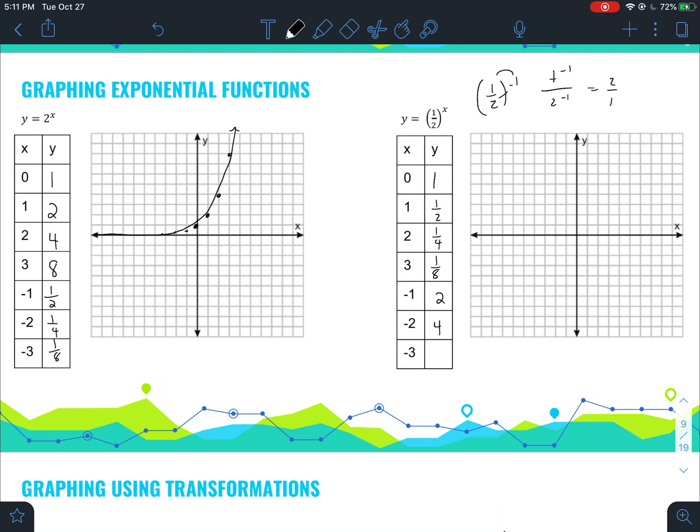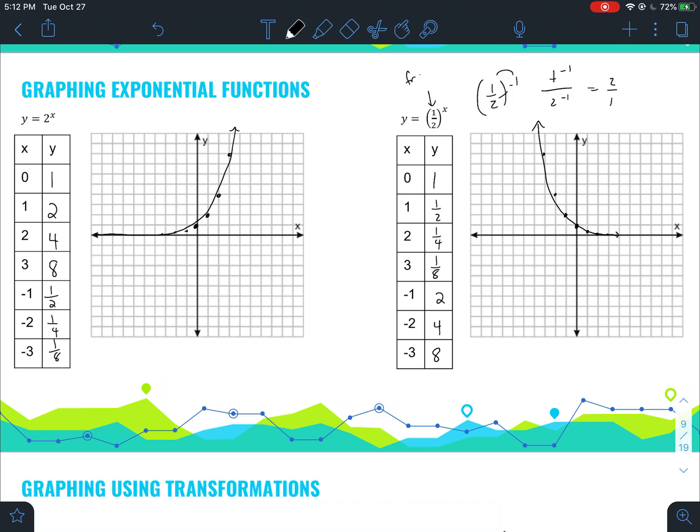1/2 to the -2 power would be 4, and to the -3 power would be 8. So we have 0, 1, and then we have 1, 1/2, 2, 1/4, and then 1/8, and then we have -1, 2, -2, 4, -3, 8. And so it's a ramp, but it's going in the opposite direction. So it's decreasing in value over time.